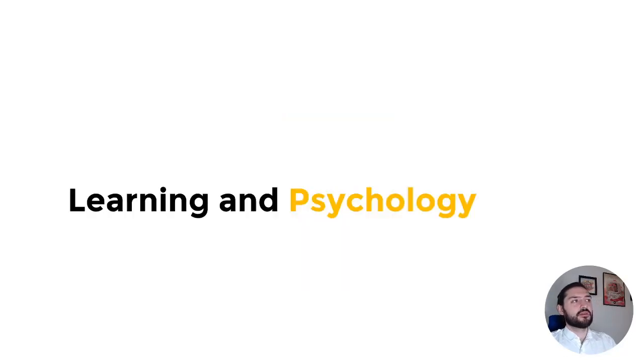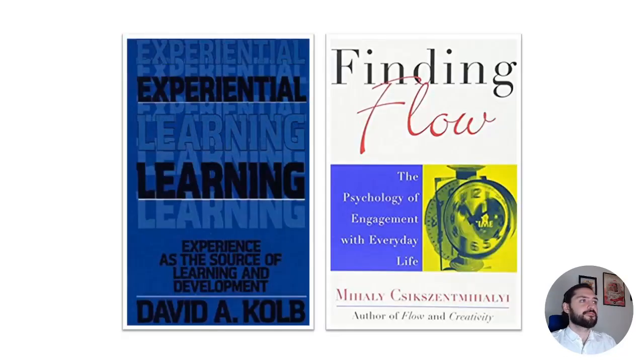We're now going to talk a bit about learning and psychology. So if you're interested in diving into how psychology can impact the design of games, these two books are a great starting point. Whilst not games related, the processes and methods they cover can be applied in games, which I'll deconstruct in the following slides. These two books are Experiential Learning, Experiences as a Source of Learning and Development by David A. Kolb, and Finding Flow, The Psychology of Engagement with Everyday Life by Mihai Csikszentmihalyi.